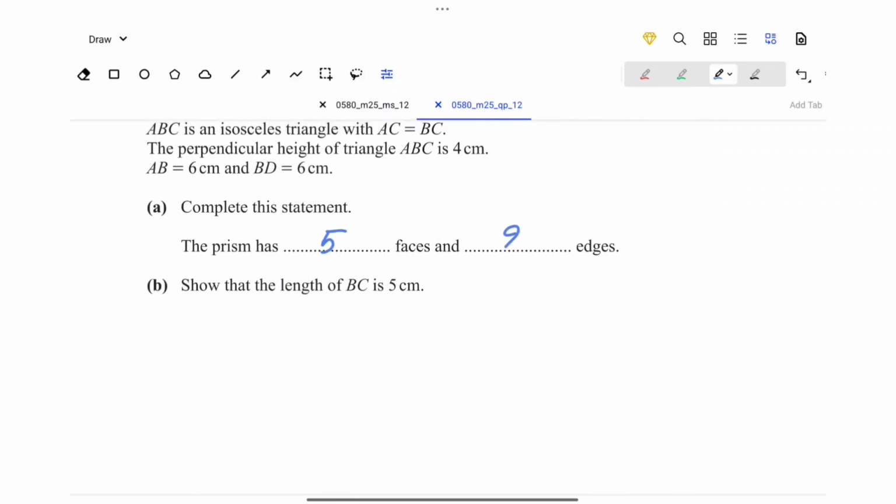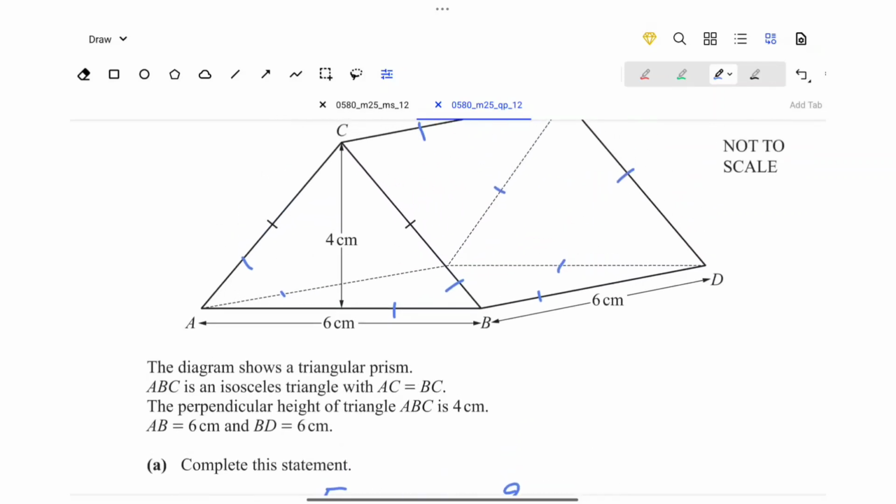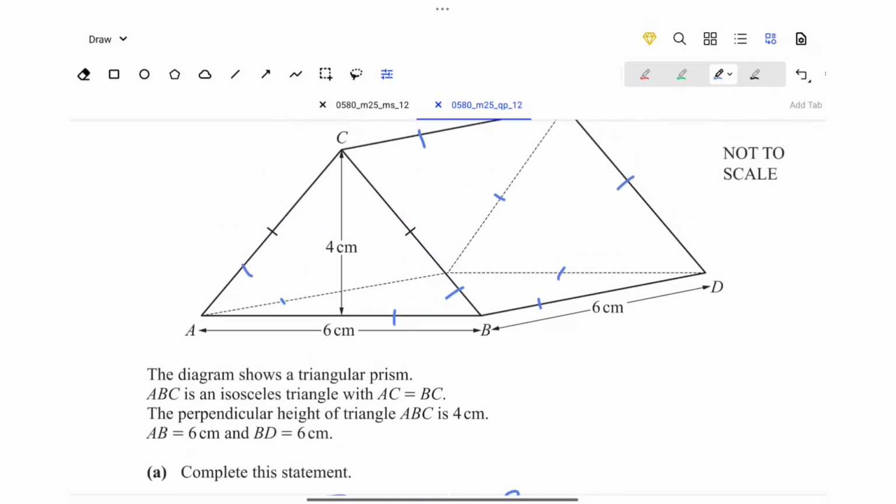Show that the length of BC is 5 centimeters. So we have to calculate this BC, this blue line BC. How can we calculate this?